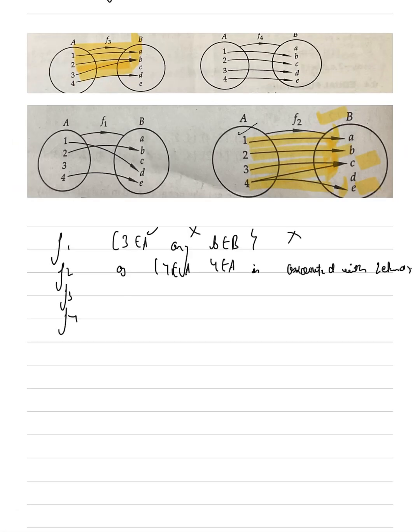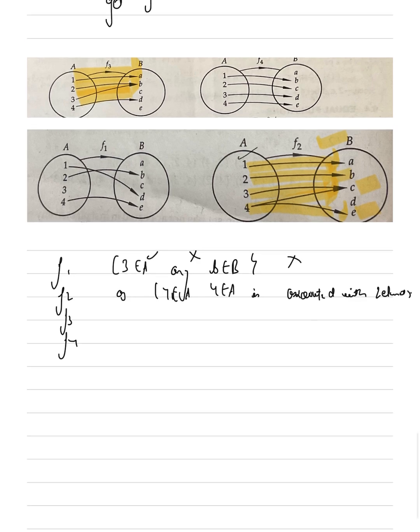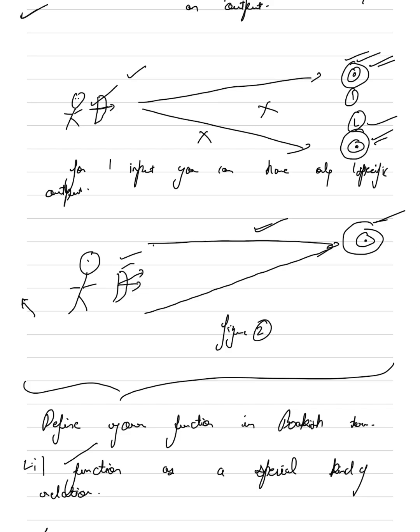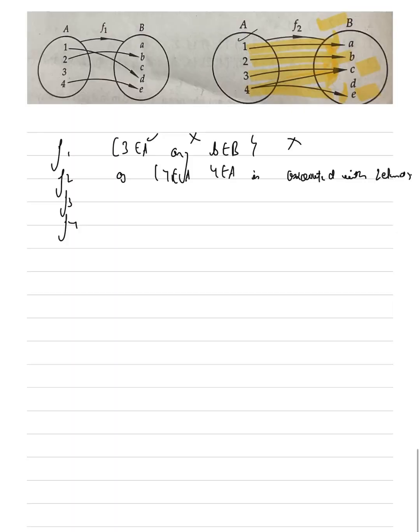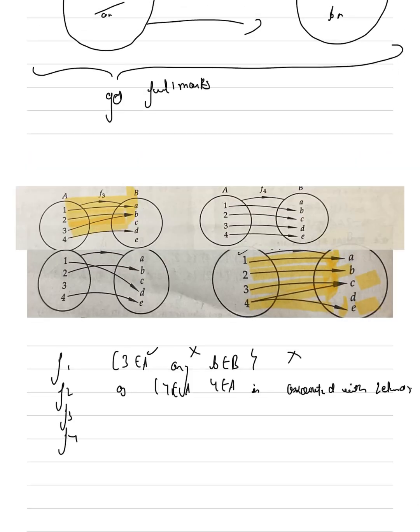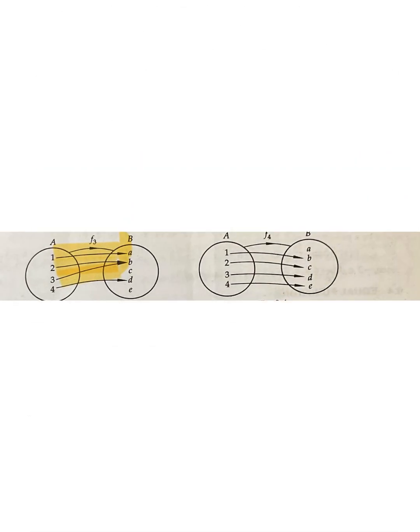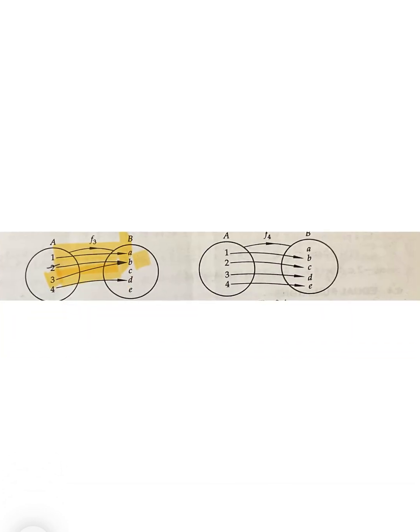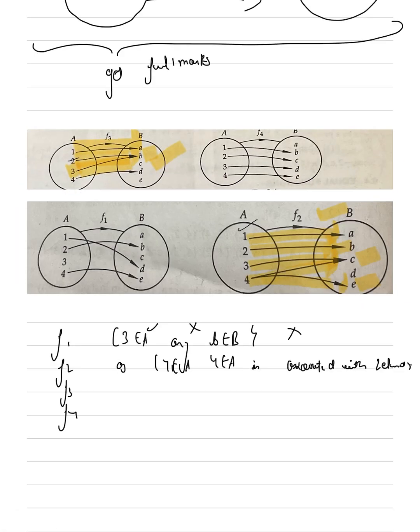Why? Because I had told you that you can hit the target if you have 2 arrows. Here you have 2 arrows: first arrow with 2 and second arrow with 3. You can hit the same target. But you can't do the reverse. Just for example, in function 2, 4 is associated with C and D, which is not allowed. So F3 is a function.